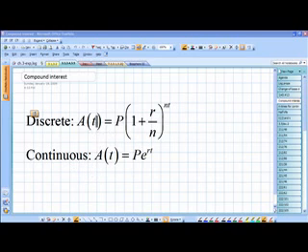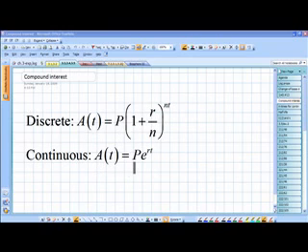So for discrete compounding, the amount you have at a given amount of time is equal to the principal P, which you start with, times 1 plus the annual interest rate divided by the number of times you compound per year, to the power of the number of times you compound times the number of years. So n is the number of times you compound per year, t is the number of years, r is the annual percentage rate, P is what you start with, A is what you have at time t.